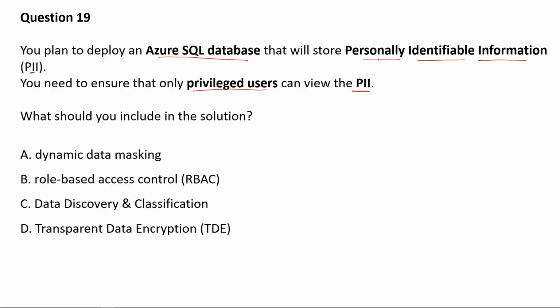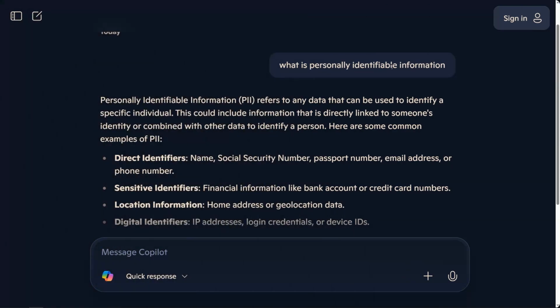Let's understand what is personally identifiable information. Personally identifiable information refers to any data that can be used to identify a specific individual. This could include information that is directly linked to someone's identity or combined with other data to identify a person.